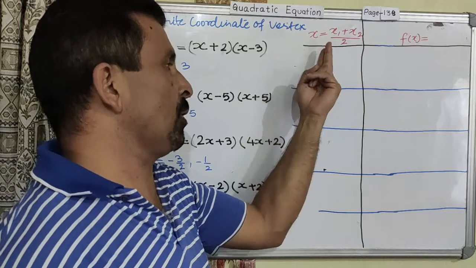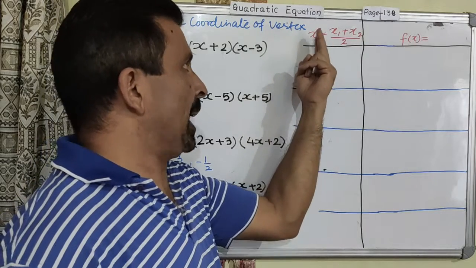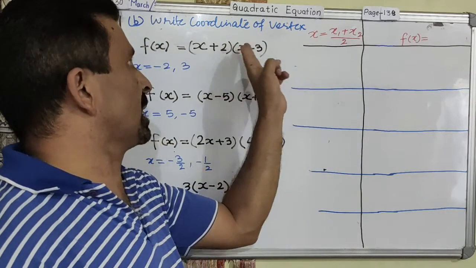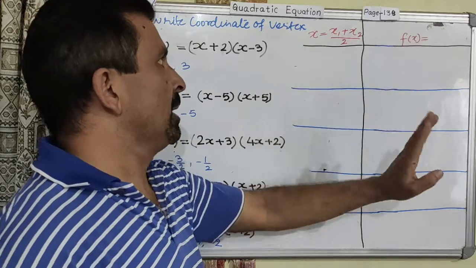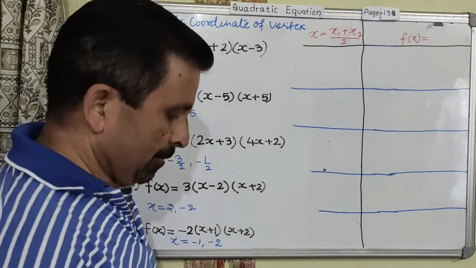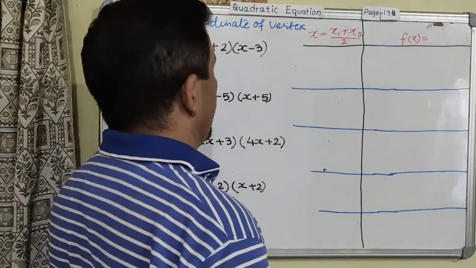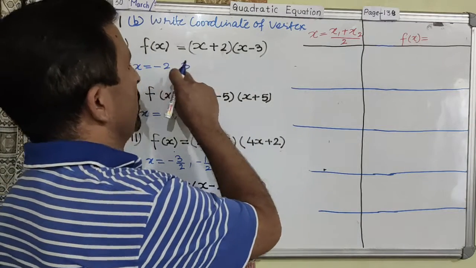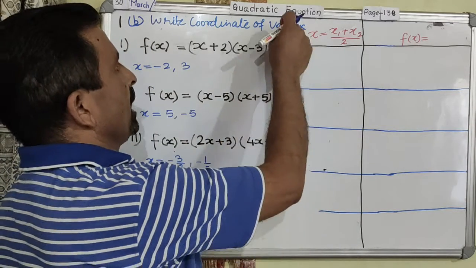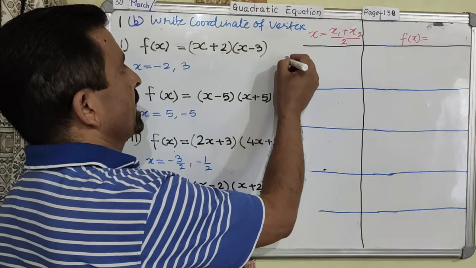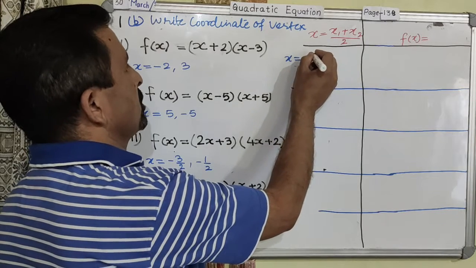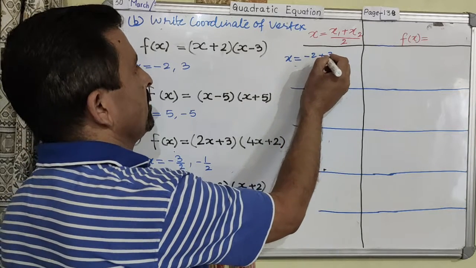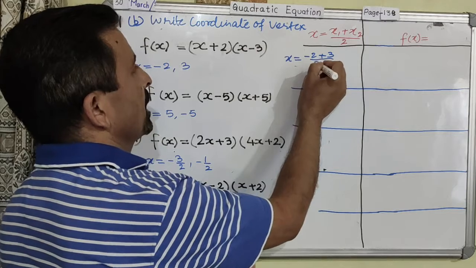After the x value of the vertex is calculated, that value of x will be substituted in the original equation, and we will get the value of y. And that's how the task will be completed. So I am going to show you the calculation now. According to these x-intercepts, the x value of this vertex will be x is equal to negative 2 plus 3 divided by 2. Clear?